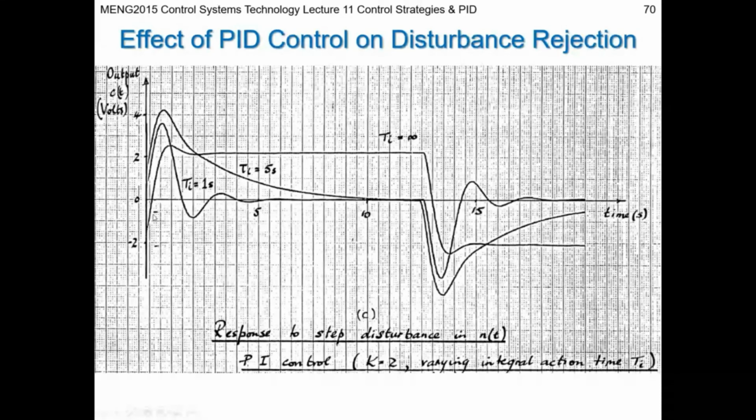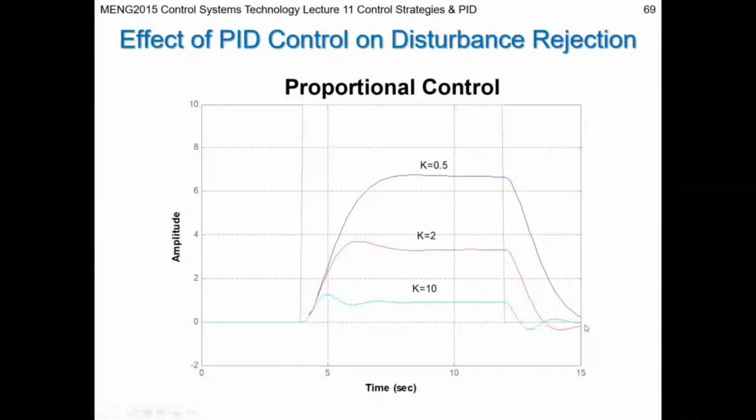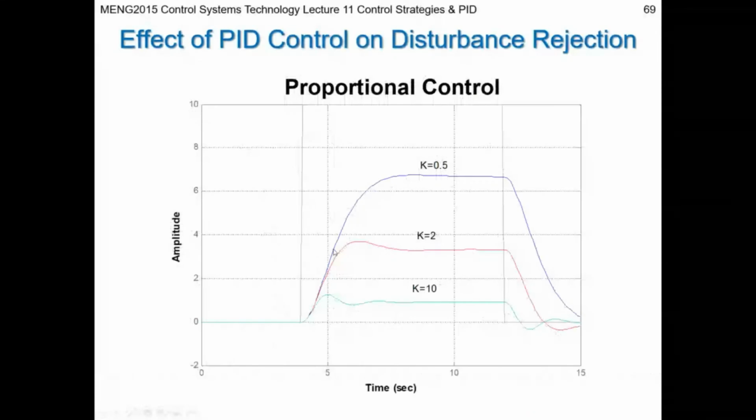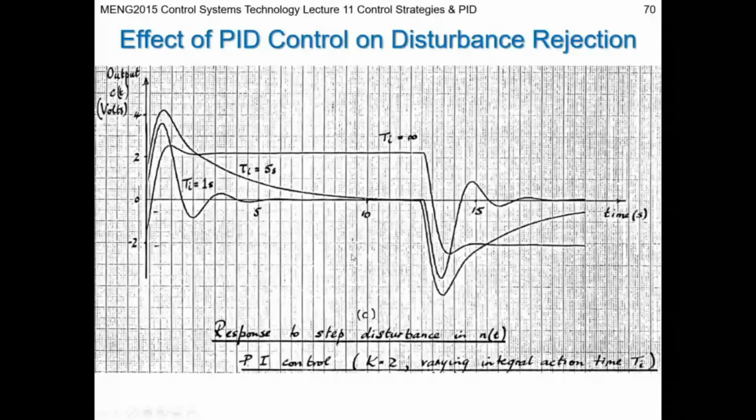Okay, so we're seeing here the same system basically, but now we have PI control, and we're using K equals 2. So we're using this red line here as a baseline, but as you can see, our step input, our disturbance occurs at 0 time. Right, so this is our baseline K2 with PI, with our integral action time being infinite. In other words, we don't have any integral action. This is our baseline here.